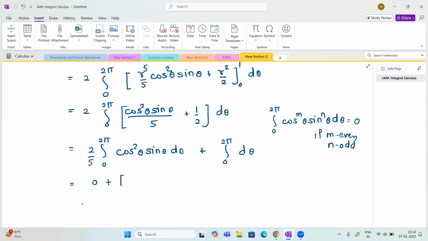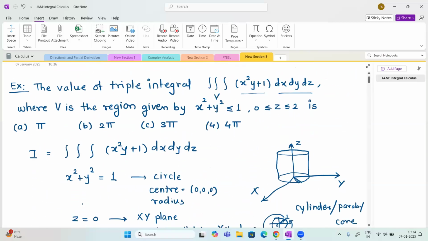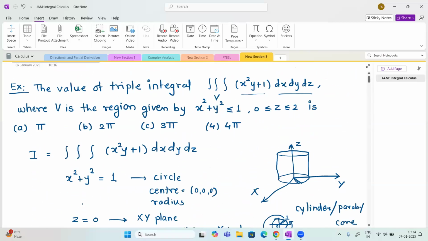But what about the second? Integral of d theta from 0 to 2 pi. The answer will be 2 pi. Yeah, right. So let me check the options here, 2 pi. So yes, this is the correct option.